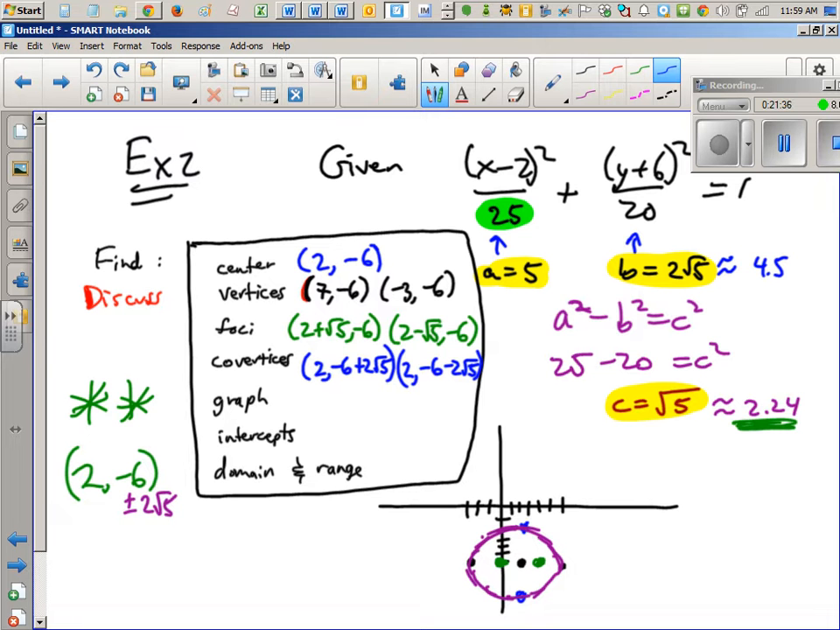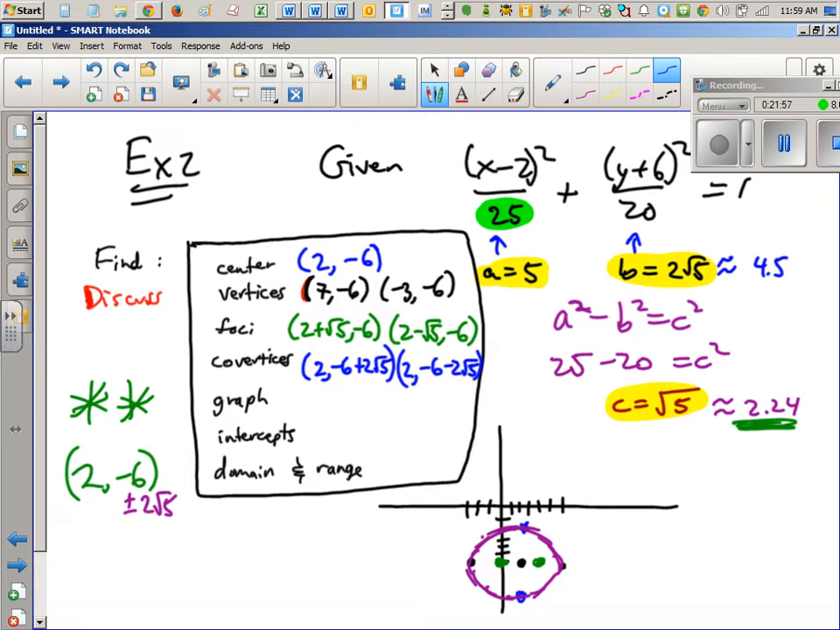Now, some teachers give their students formulas. So they'll say, so your co-vertices are going to be at h, comma, k plus or minus b. That's ridiculous. Okay? Look, draw the picture, go up and down. Okay? You don't need formulas. You need to count your spaces, add your numbers, etc. We've already got a decent graph.